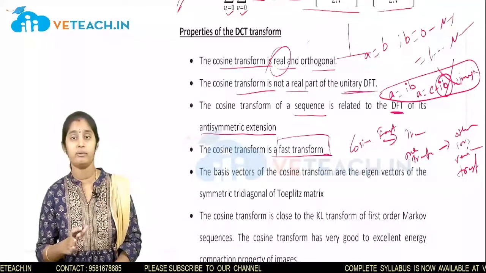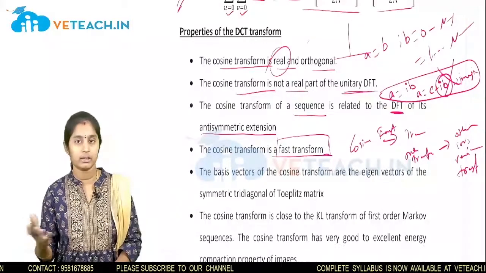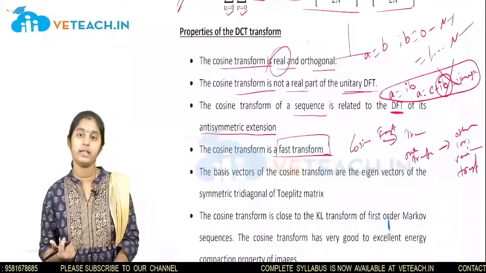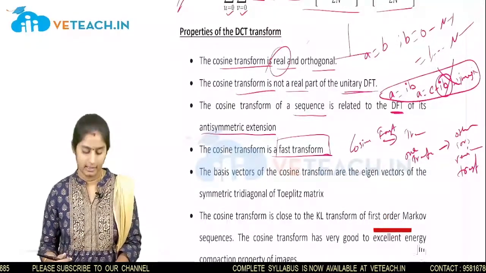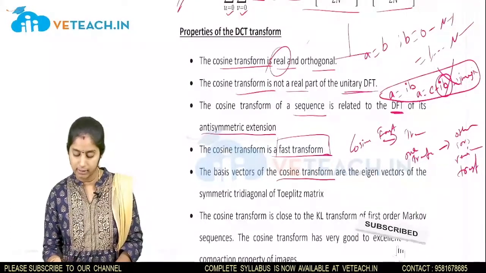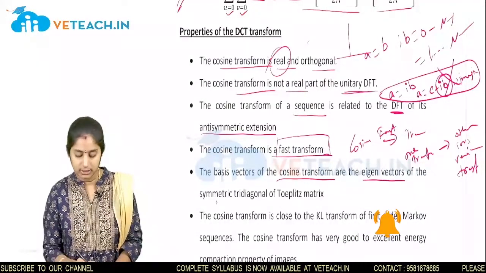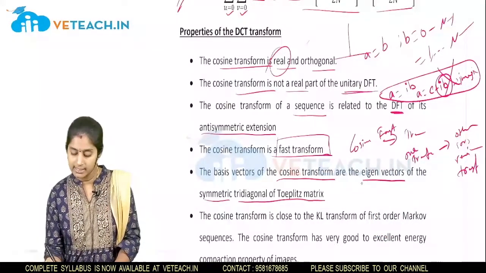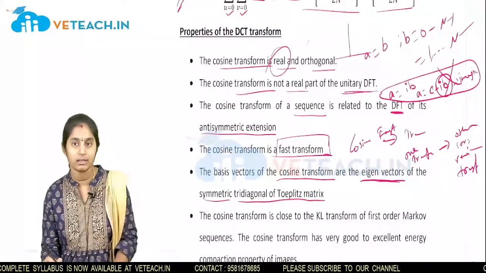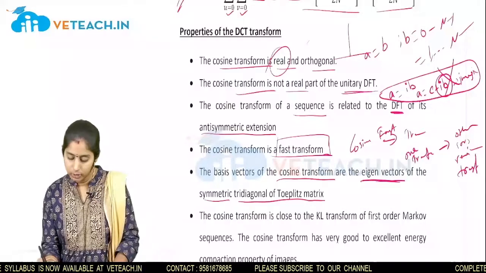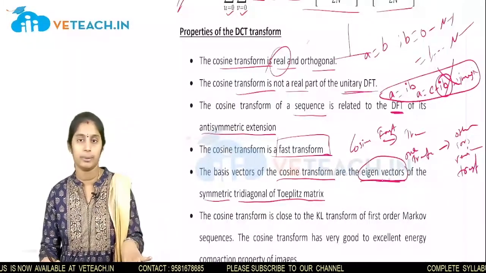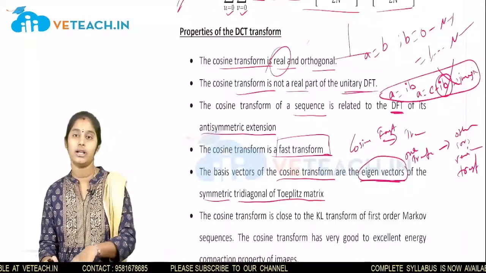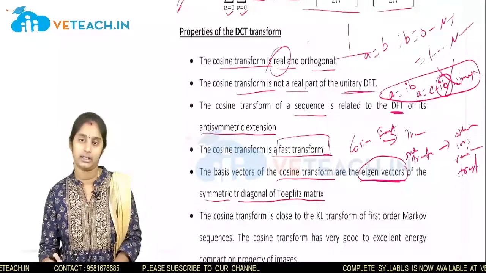It is fast in transforming from one form to another. Any other form we can transform very easily, and if we want it in reverse also, it will be transformed very easily, quickly. And the basis vectors of the cosine transform are eigenvectors of the symmetric tridiagonal Toeplitz matrix. Here we are considering eigenvectors. What are eigenvectors and what are eigenvalues? This will be explained in further topics very clearly with examples. But here, eigenvector is the knowledge we are sharing for basis vectors.